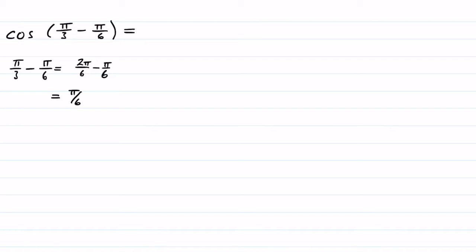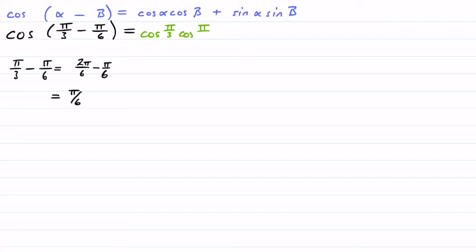Okay, so first thing I'm going to do, I'm just going to write the appropriate formula or identity up above. Because it's cos and I'm subtracting, I know I have to use the cos alpha minus beta formula. That formula is cos alpha times cos beta plus sine alpha times sine beta. In this case, alpha is pi over 3 and beta is pi over 6. So this is going to be the cos of pi over 3 times the cos of pi over 6 plus the sine of pi over 3 times the sine of pi over 6.